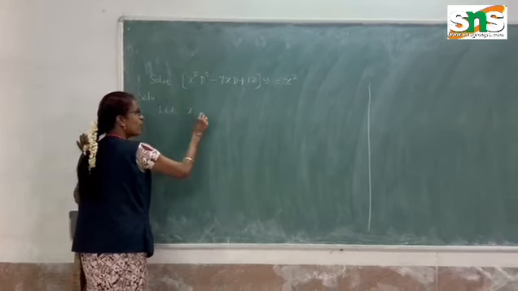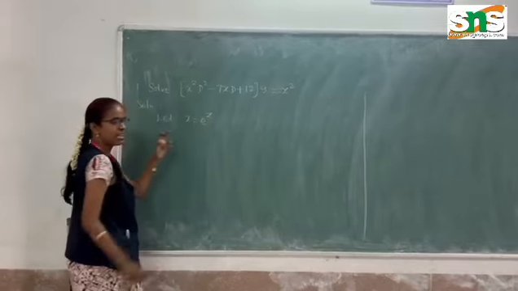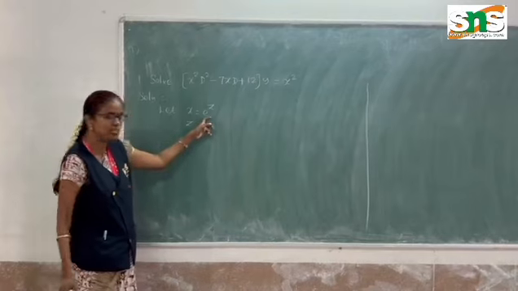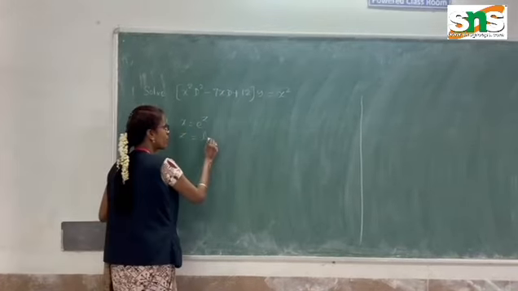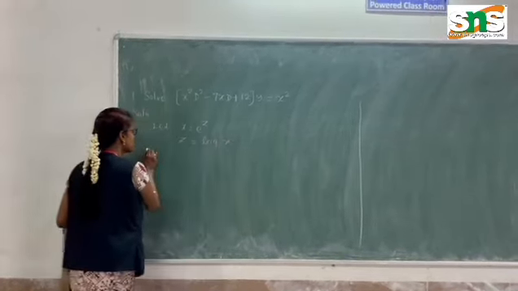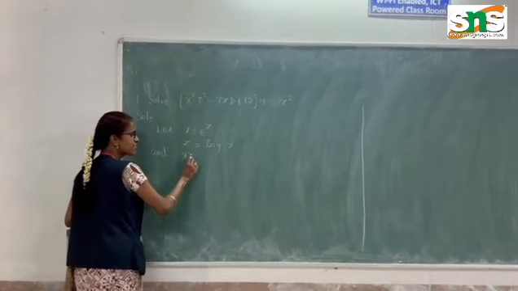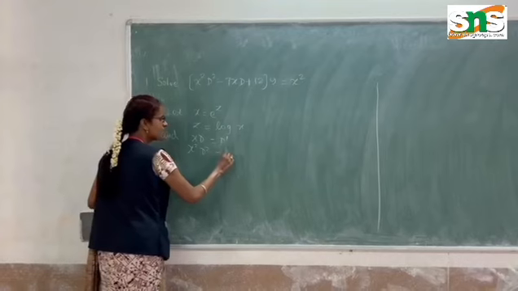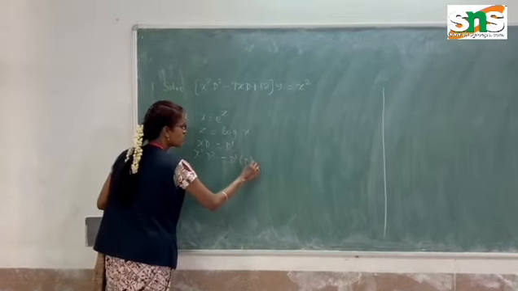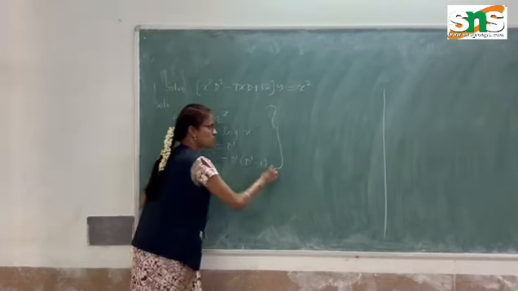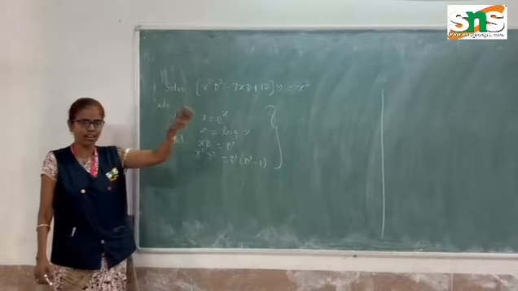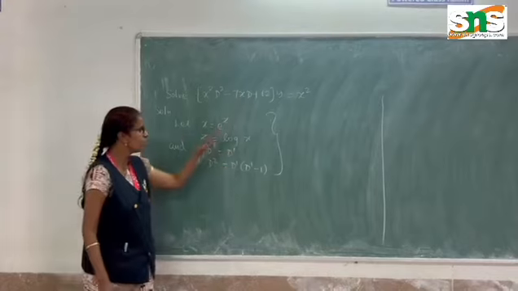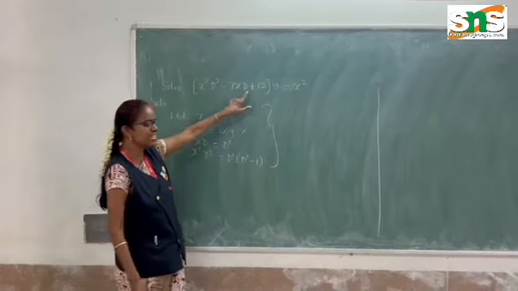Let x equal to e power z. This is the basic substitution. Now we find the value of z: bring the e to the left side, which becomes log x. And we have the substitutions xD as D dash and x squared D squared as D dash into (D dash minus 1). In each problem, I want to write these substitutions in the beginning. Now we substitute all of them in the given problem.